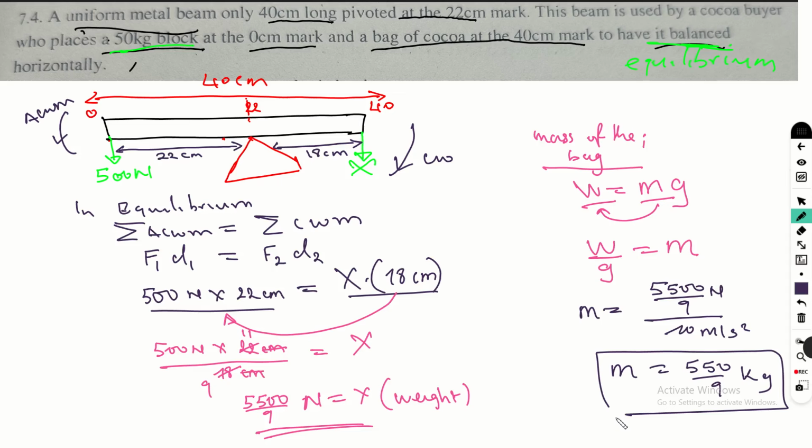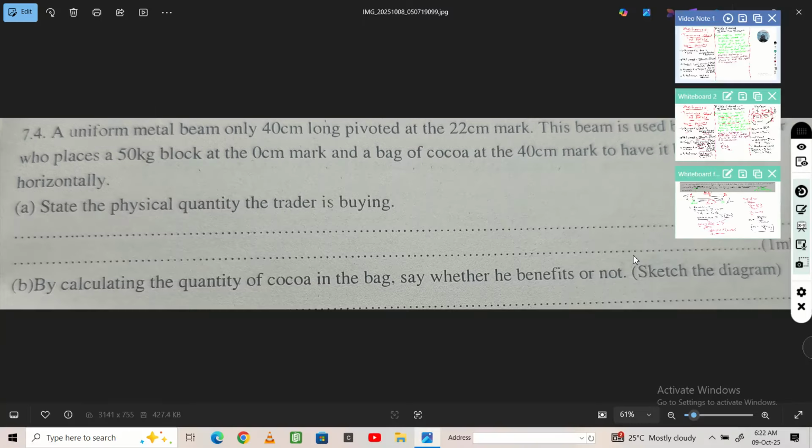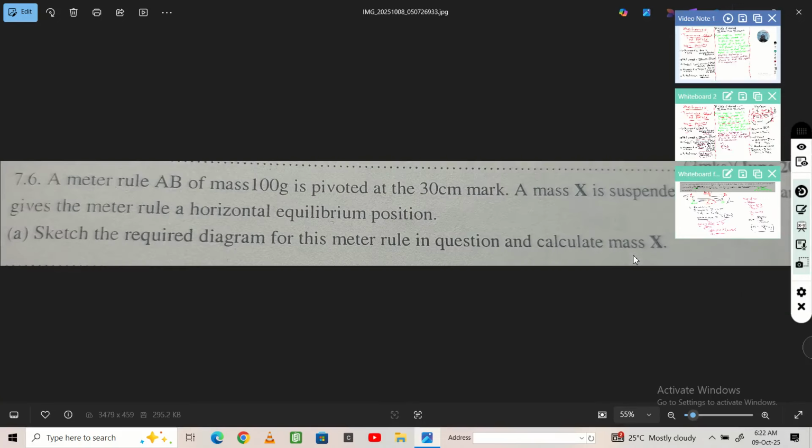Okay, let's look at another problem and let's see how it goes. Okay, let's look at this one.